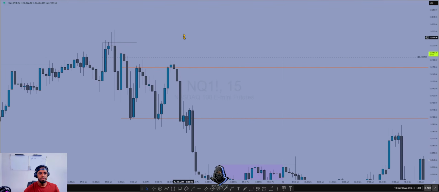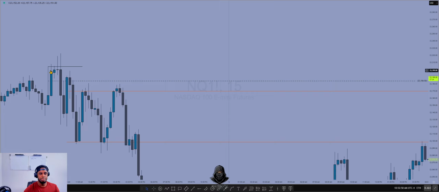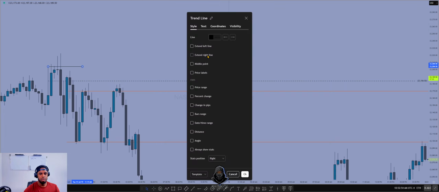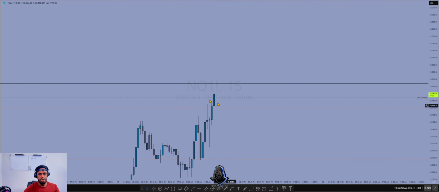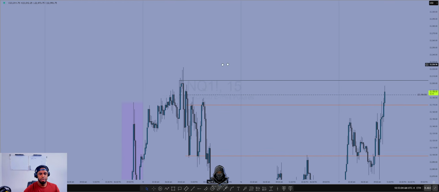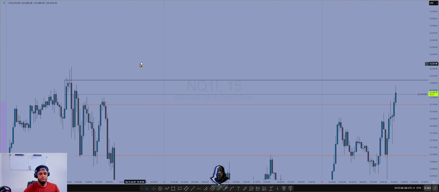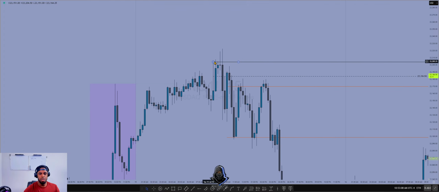So are we coming back to this consolidation pretty much here? So if I went here and I went extend right, and I go here, that's where we're at. So you'll see how price reacts inside of here. A lot of times we focus only on the swing high, but think about it. How was a swing high made?